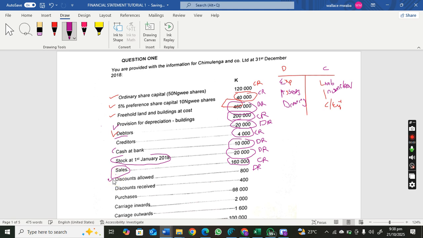Discount received. Now this is the opposite. Here you are receiving a discount from your suppliers, so you are paying less, means you're saving some money. Okay, so that saving is also treated as a form of income. Since you're paying less, there's an amount that you've saved, so that is also treated as income. So discount received is going to go on the credit side.